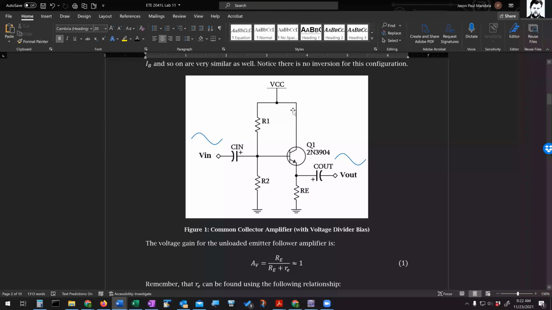Notice that I don't have a collector resistor. That's not a requirement of this configuration, but this particular variation doesn't have one. The main way to tell that this is a common collector amplifier is that my output is being taken from the emitter as opposed to the collector. To say that again, if I have a collector resistor and an emitter resistor, that doesn't necessarily mean it's common emitter or common collector. The key thing is where you take your output from. If your output is from the collector, then it's a common emitter amplifier. If your output is from the emitter, then it's a common collector amplifier.